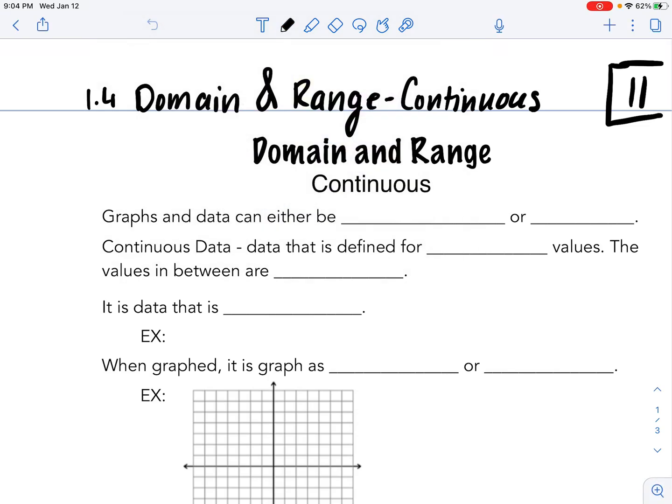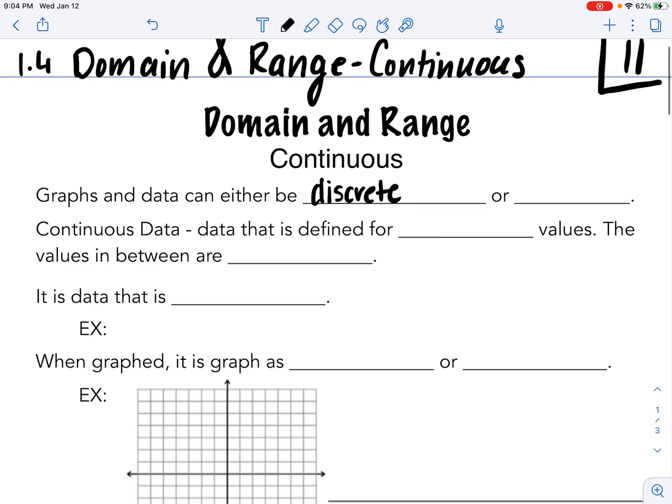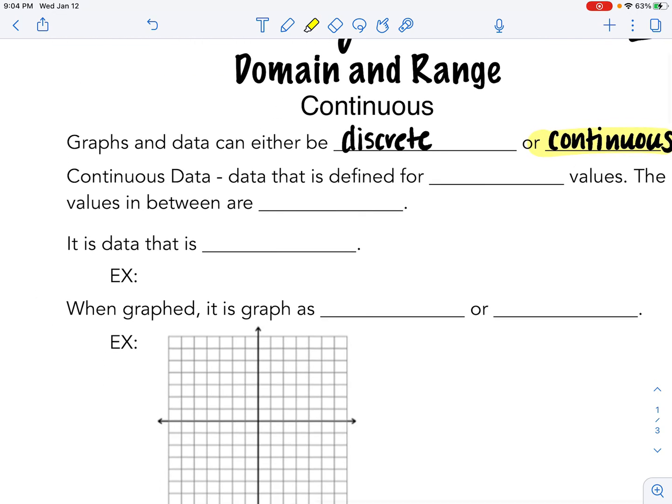Okay, so in our last video, we went over domain and range when it was discrete. Now we're going to go over it when it's continuous. So graphs and data can either be discrete, again, check out the other video if you need that, or continuous, which is what we're doing today. So again, this is great vocabulary if you need that.